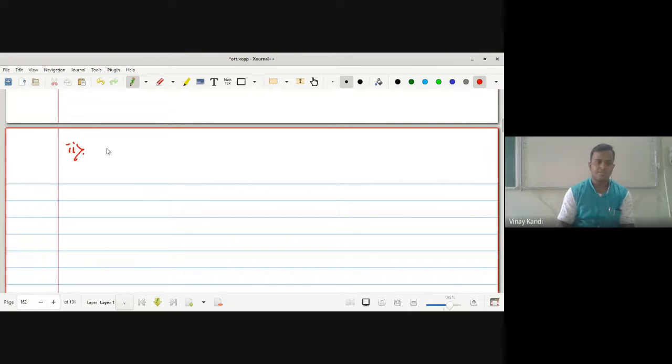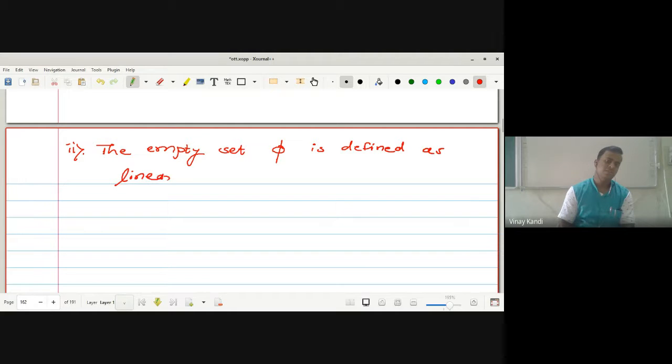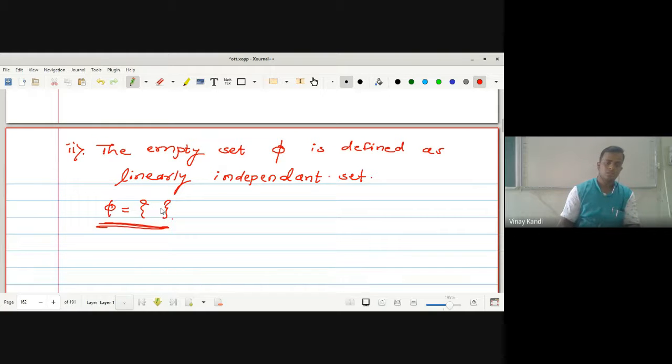The empty set phi is defined as linearly independent. Okay, phi means there is no vector in your set. Then we define this set as linearly independent. This set has no members, no vectors. Okay, so always remember that the empty set is a linearly independent set. Okay, these are the two remarks.